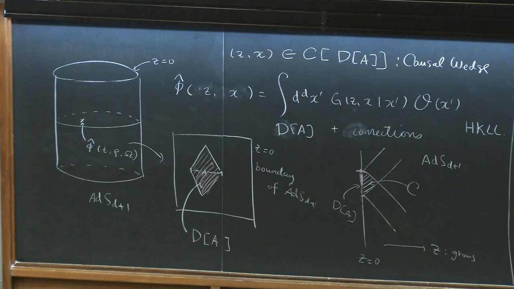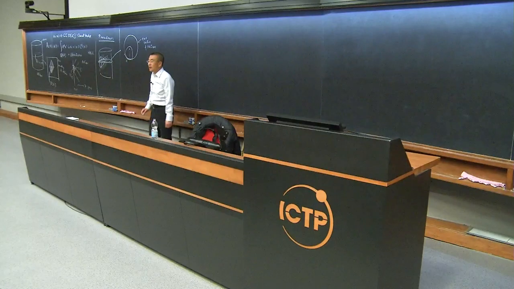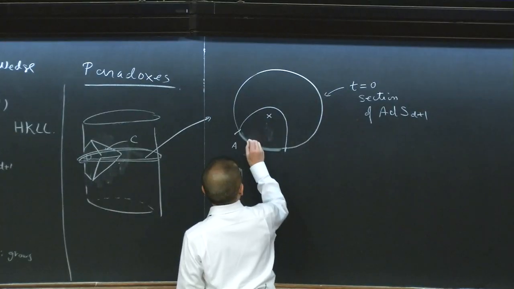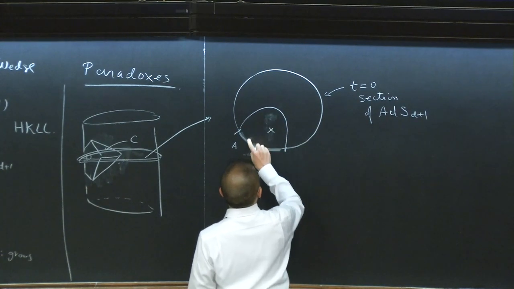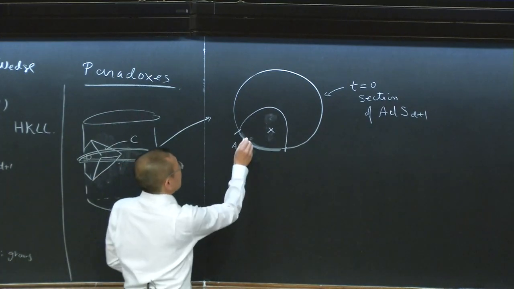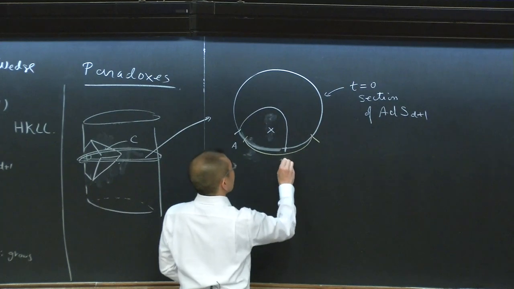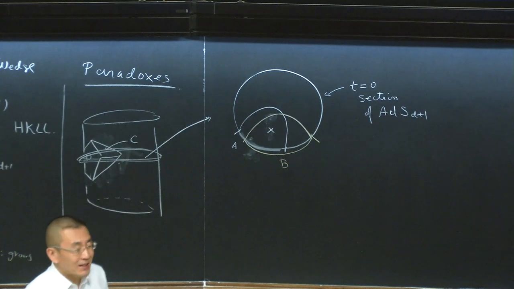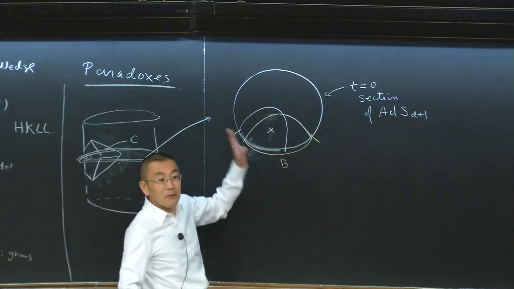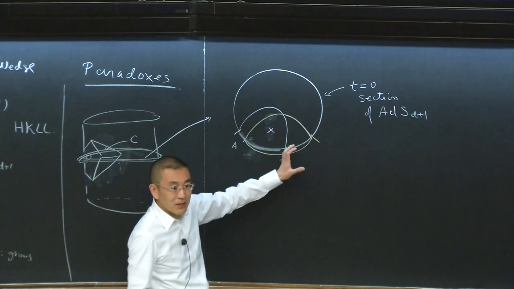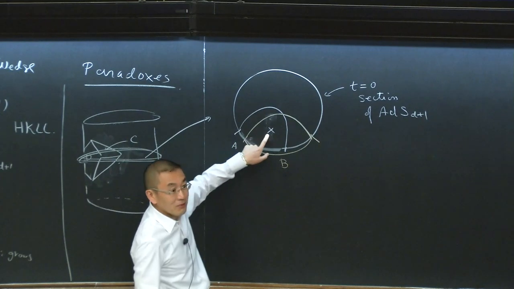Okay, so this is a construction, but the question that somebody asked last time is, is this construction unique? Because one could also equally consider some other bulk region. So suppose I do this, and then I can consider some other region, say B, and then consider its causal wedge. It also overlaps like that. And then you can have infinitely many different ways of choosing the boundary region, so that their causal wedges cover this point.